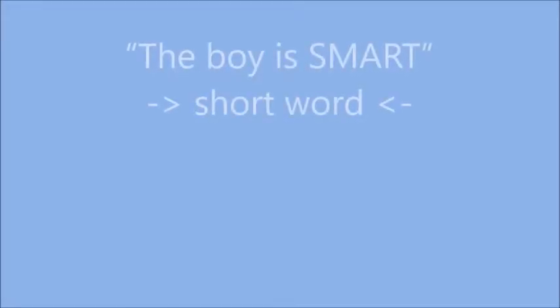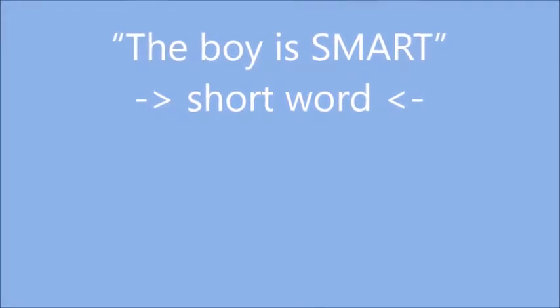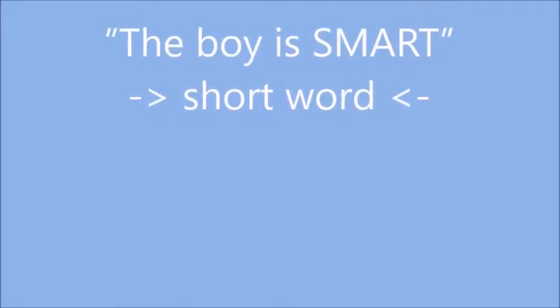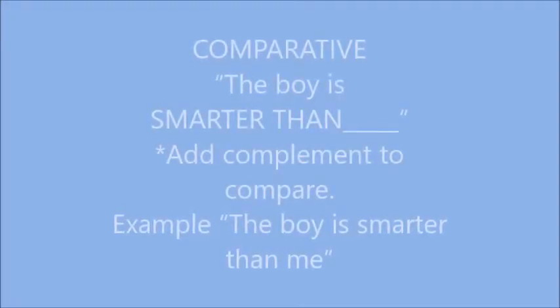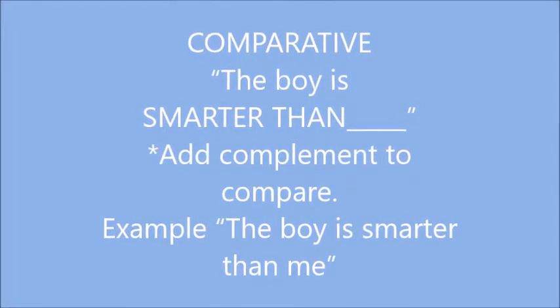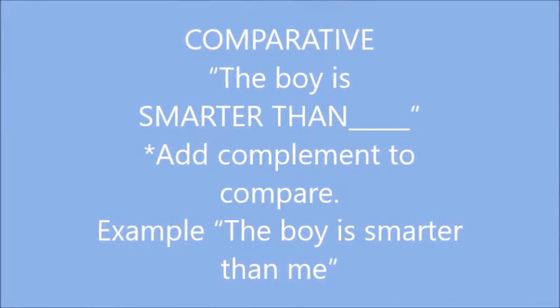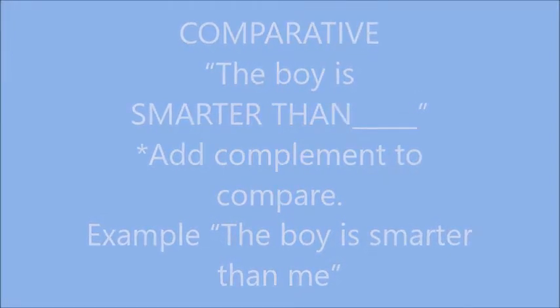Now, we are going to show it in use. Look at the example. We have the sentence, the boy is smart. Smart is the adjective, and it is a short word, so we must use the suffix er. Then the sentence became, the boy is smarter, and you must have a complement to compare. So, for example, the boy is smarter than me.